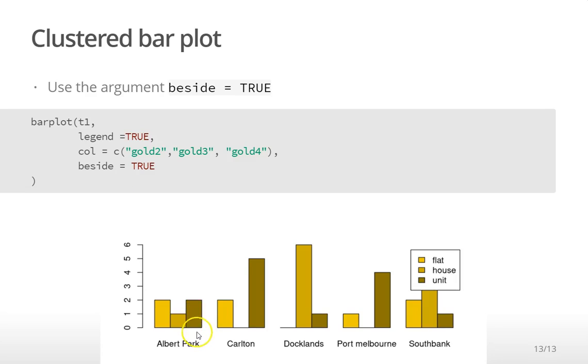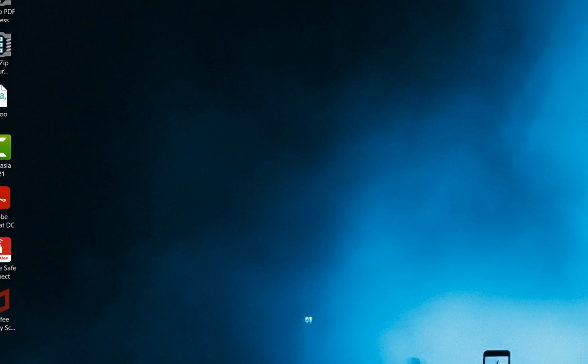So again, it's giving me some information. I see, for example, over here in Carlton, the units are this much, and it's almost the same as Port Melbourne. In Docklands, I have too many. What is this? Is it house? Yeah, it is. And in Port Melbourne and Carlton, I have no house. So this is how I deal with changing stacked to a clustered bar plot.